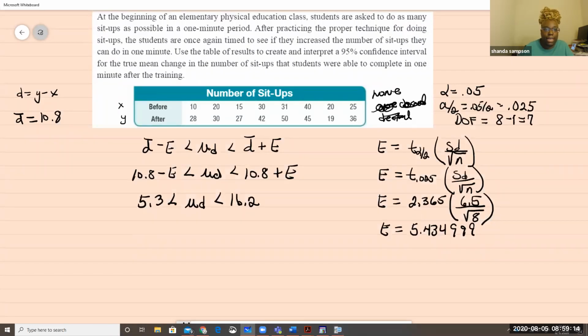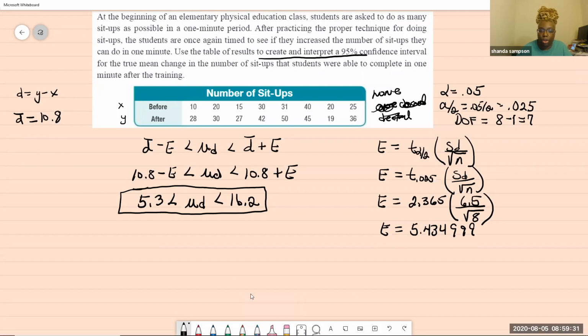Mu sub D is less than 16.2, I think. I'm checking in a minute to make sure I'm not giving you the wrong answer. Yeah, 16.2. You see that 16.18, which is rounded to 16.2. So as they said, create the confidence interval. It says create and interpret. So it's time for me to interpret. Those of you who've watched my other videos already know I type out the interpretation. So let's see what our interpretation is for this one.